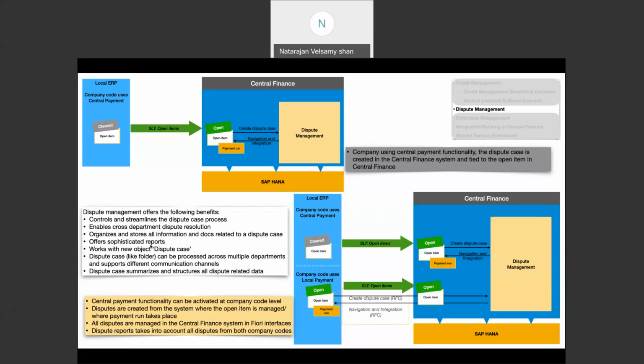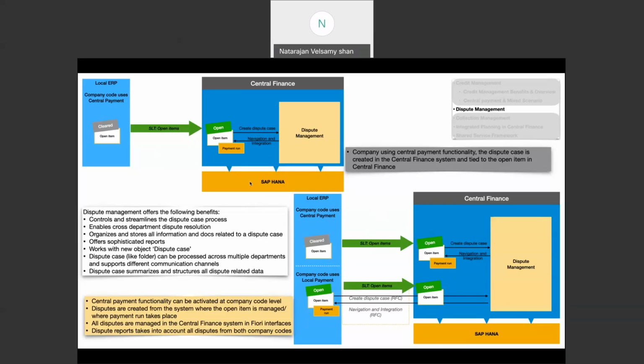These are the common points that are benefits. Dispute management offers the following benefits: control and streamline the dispute case process, and enable cross-department dispute resolution. Dispute management works across the departments, so the resolution can be enabled from the finance department, the logistics department, the purchase department, and the sales department. All those departments help to resolve the disputes. The organization stores all information and documents related to the dispute case.